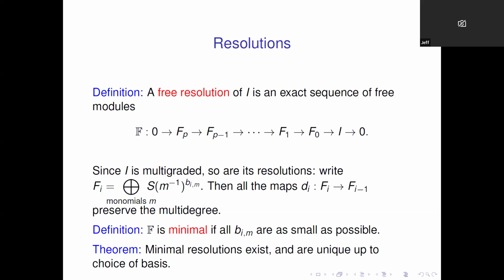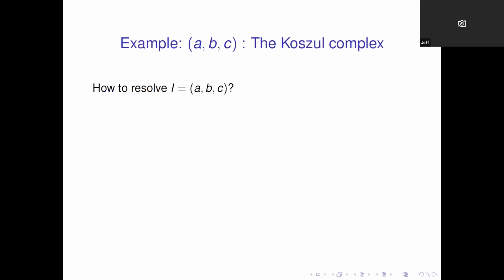And what's more, in addition to existing, they're unique up to isomorphism, which for my purposes means up to choice of basis. And so one of the underlying goals in the study of resolutions of monomial ideals is to be able to understand how the minimal resolution looks, possibly by choosing and understanding a convenient basis.